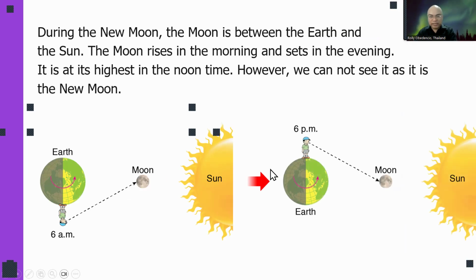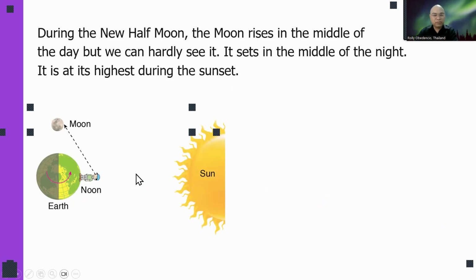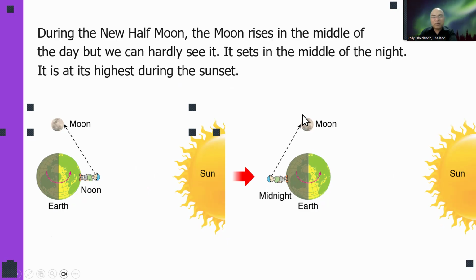What about during 6 p.m. or the dusk time? We see the moon right here. During the new half moon, this one here, as we are standing right here, the moon rises in the middle of the day, but we can hardly see it. It sets in the middle of the night. It is at its highest during the sunset.